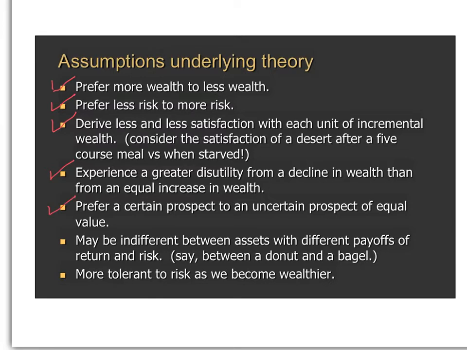The next assumption says that we may be indifferent between assets with different payoffs of risk and return, just as we are indifferent between having a bagel or a donut for breakfast. So we may prefer a high risk, high return asset just as much as a low risk, low return asset, which leads us to the idea of indifference curves. And then finally, the last assumption says that we are more tolerant to risk as we become more wealthy.